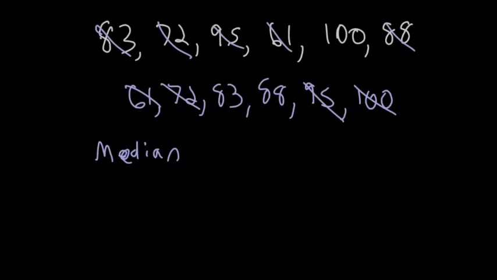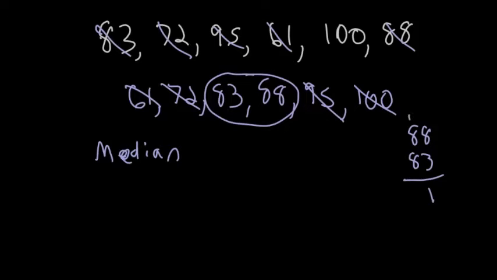Oh, and I got two numbers in the middle. So I got to find the middle of those two numbers. So the easiest way to do that is to add those up, 88 and 83. 8 plus 3 is 11, carry the 1, 16 plus 1 is 17, so I get 171, and then I take that 171 and I divide it by 2.